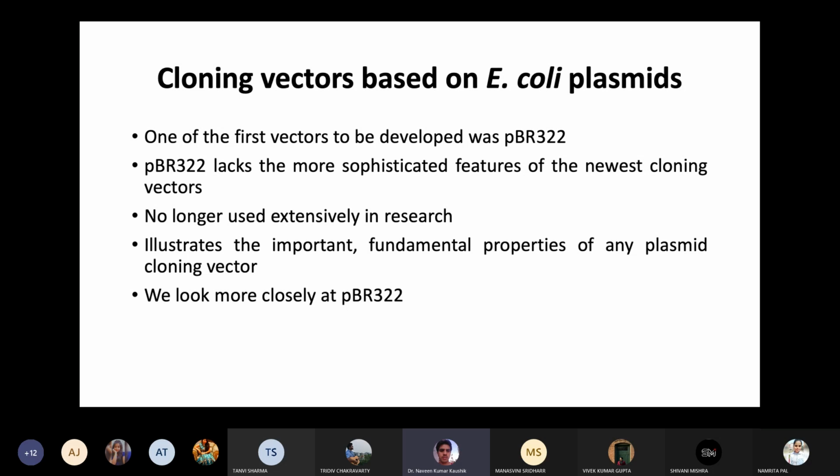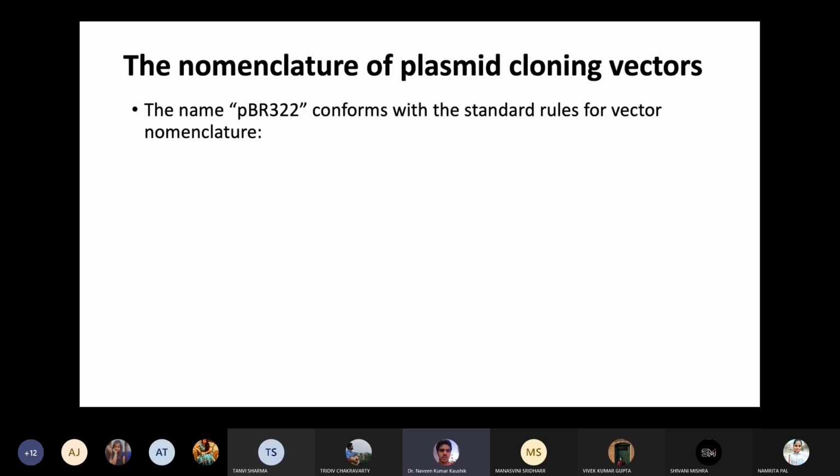Similarly, in the case of plasmids, PBR322 has the properties that you need, but it is not having many of the other properties. We will talk about these in the next slides. Nowadays we are not using it, but its fundamental properties remain: all the vectors we have till date are based on the PBR322 platform. Certain slight changes may be there, but the platform and the technology that we use are based on PBR322.